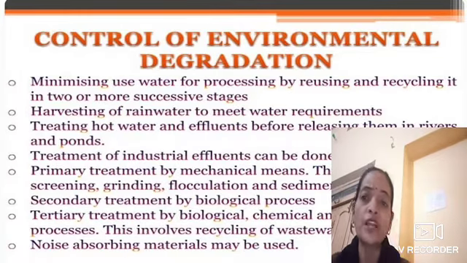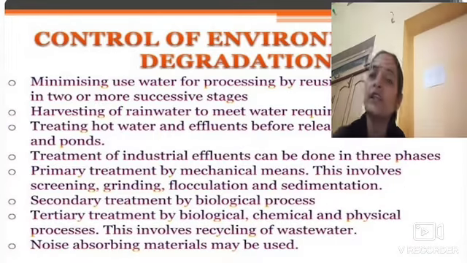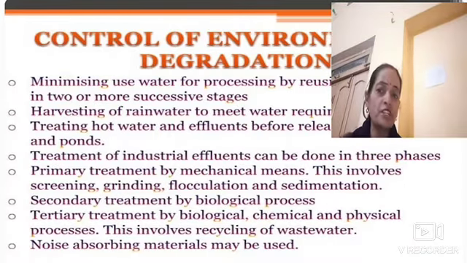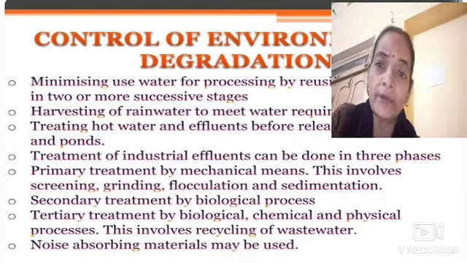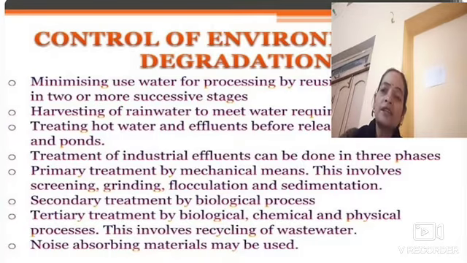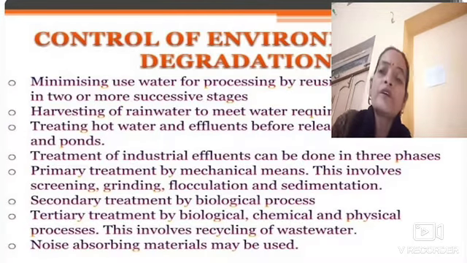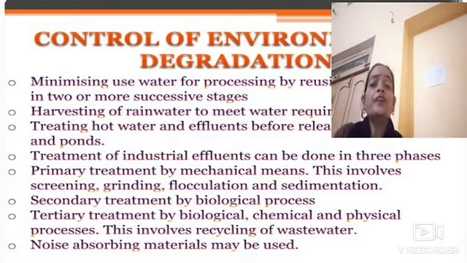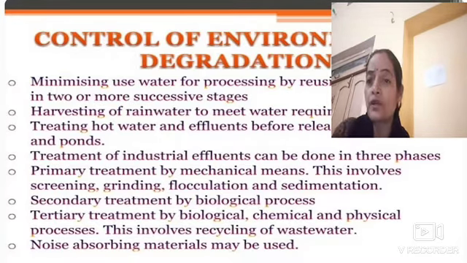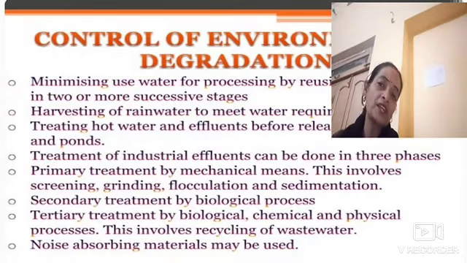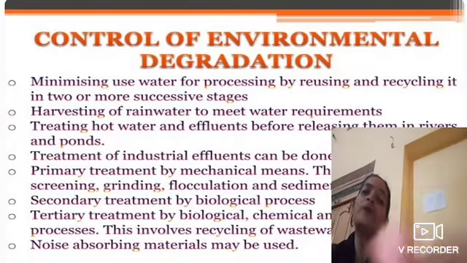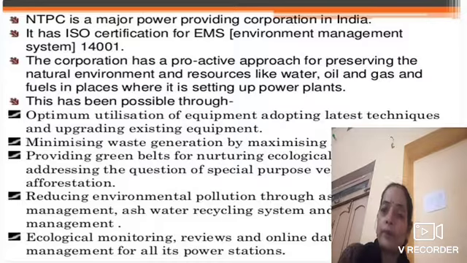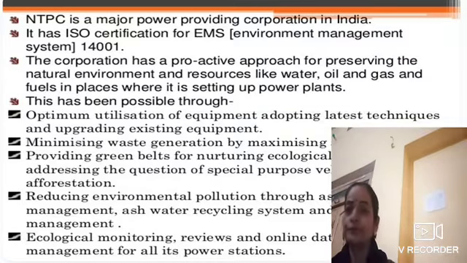Treatment of industrial effluent can be done in three phases. Primary treatment is by mechanical means. This involves screening, grinding, flocculation and sedimentation. Secondary treatment is by biological process. These are the things we can follow to help control environmental degradation.